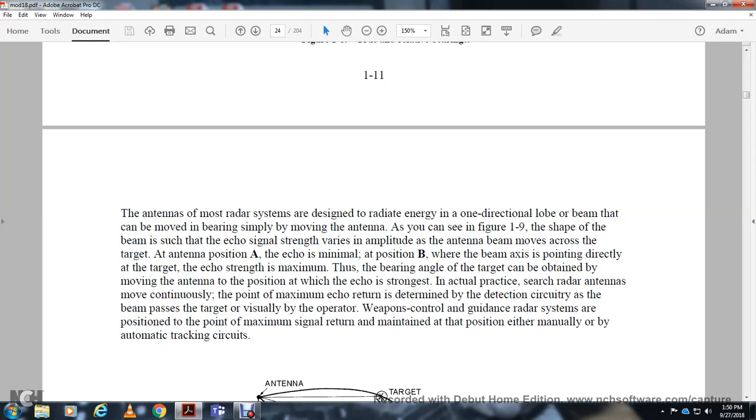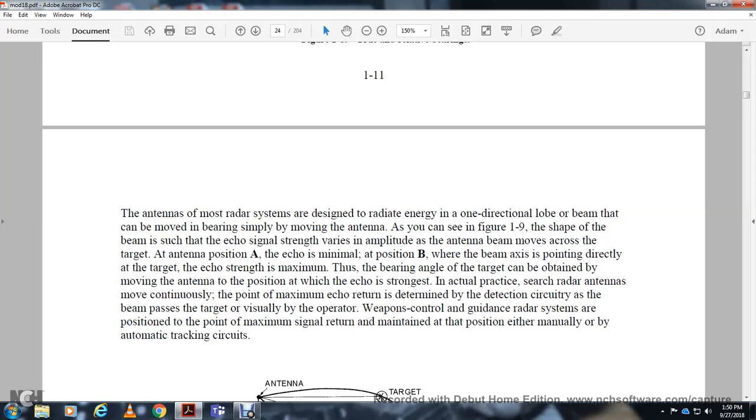As you can see in Figure 1.9, the shape of the beam is such that the echo signal strength varies with the amplitude of the antenna beam as it moves across the target. At antenna position A, the echo is minimal. At position B, the beam axis is pointed directly at the target. The echo strength is at maximum, and the bearing angle of the target can be obtained by moving the antenna to that position.